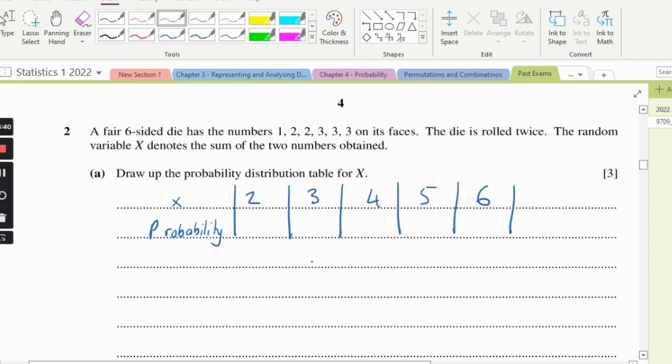Okay, what is the chance of getting a 2? Well, how many ways can we get a 2? Well, the first dice is a 1/6 chance, and the second one has a 1/6 chance. So it should be 1/36.